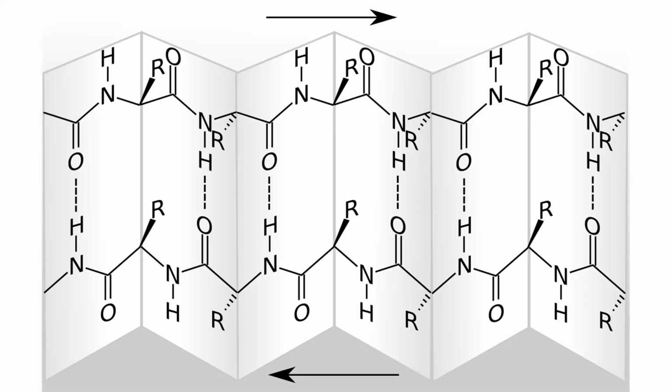Beta pleated sheets, on the other hand, are made up of at least 2 or 3 strands of the polypeptide chain, which are bonded together, and can be done so in either parallel or anti-parallel fashion, depending on orientation.